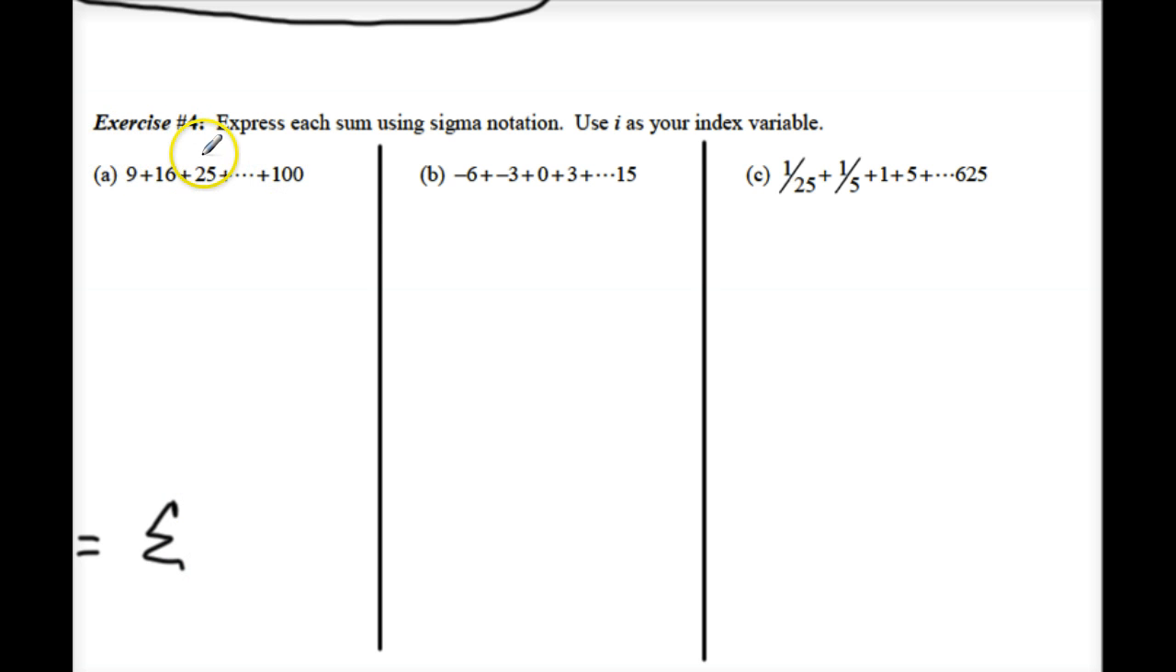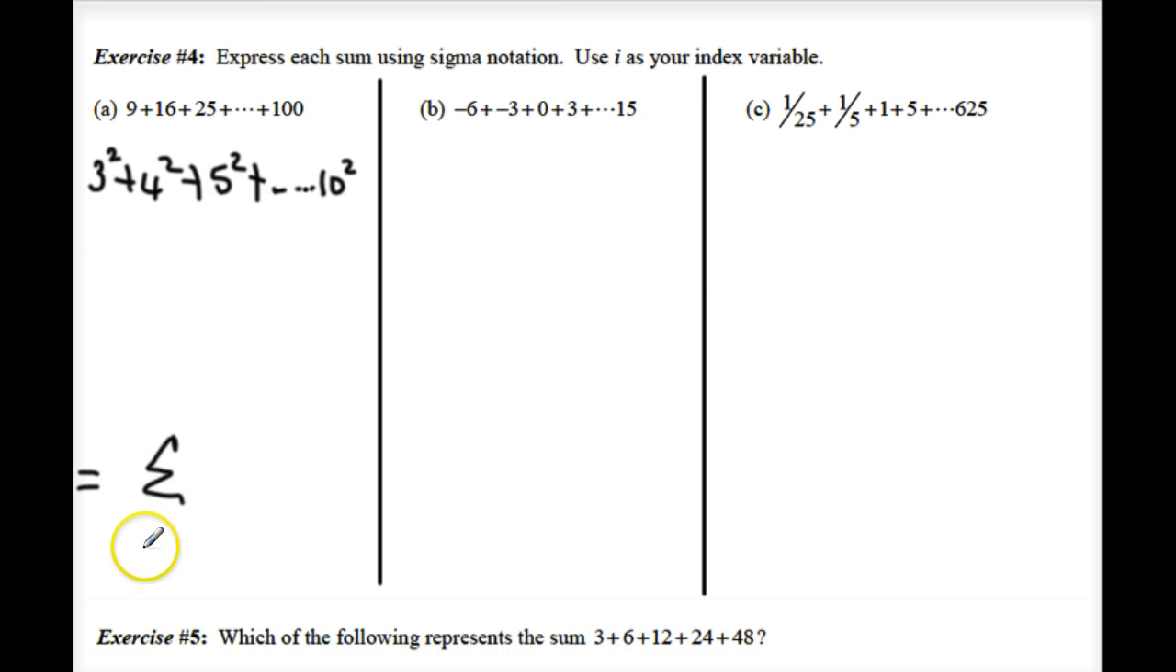So let's look at this. If you see 9, 16, 25 all the way to 100, this is my endpoint. What do you notice about these? These are actually perfect squares. This is actually 3 squared plus 4 squared plus 5 squared plus and so on up to 10 squared. So you know that's the pattern. It can be whatever letter you want to use. It can be i equals, I'm starting at 3 and I'm ending at 10. And what am I doing? I'm taking that number, whatever i is, and I'm squaring it. So if i was 4, this becomes 4 squared, which is 16. If i was 10, it's 10 squared, which is 100, and that's where I end.